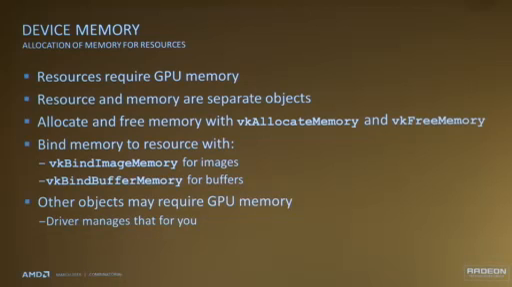Early versions of the API had every object that needed memory bound to it, and it became very onerous very quickly. So we got rid of that. So it's really just buffers and images that require application managed memory.